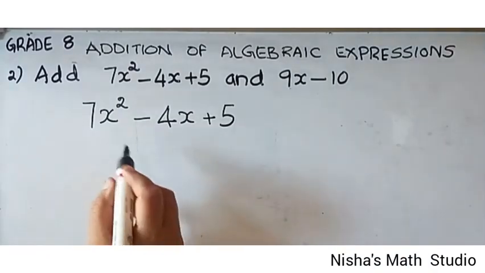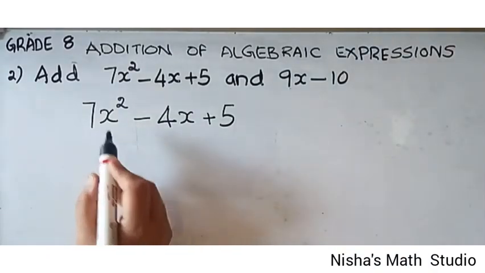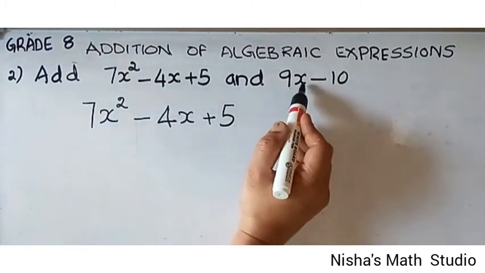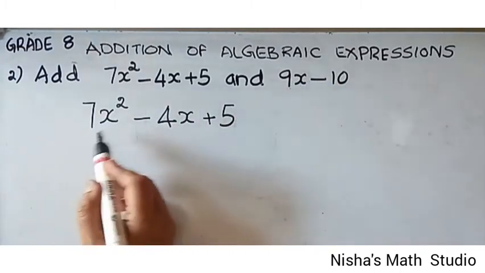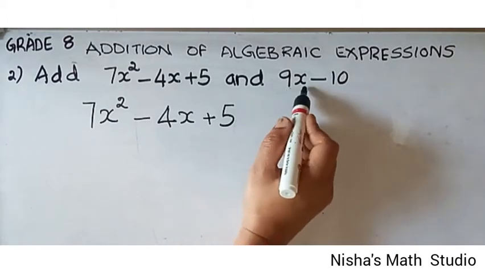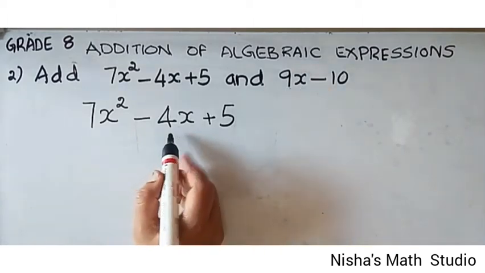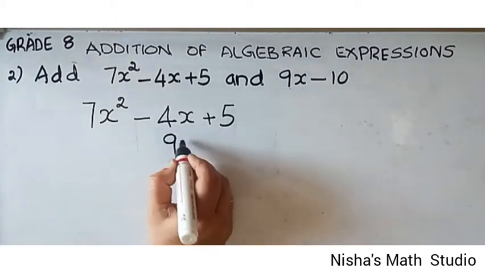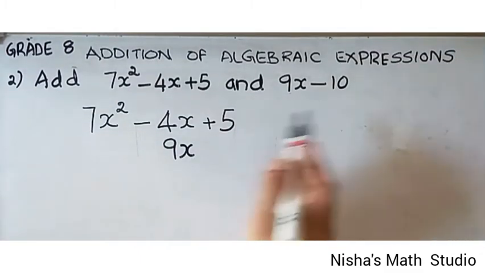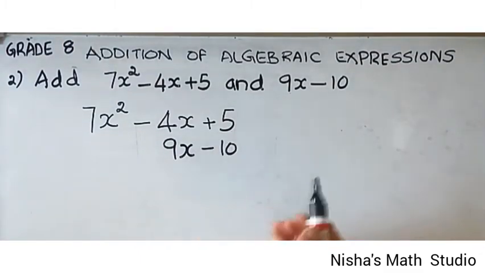You have 9x here. Can we write it below this? No. Here it is x square and here it is only x. So they are not like terms. So 9x should be written below 4x. 9x minus 10. So 10 comes under this.